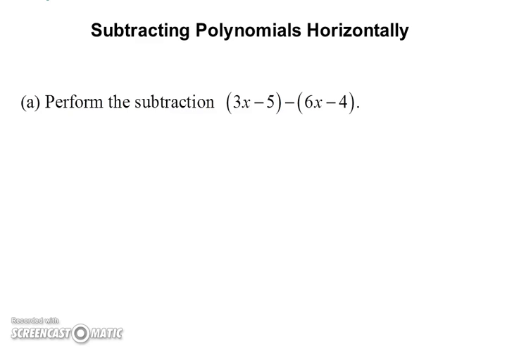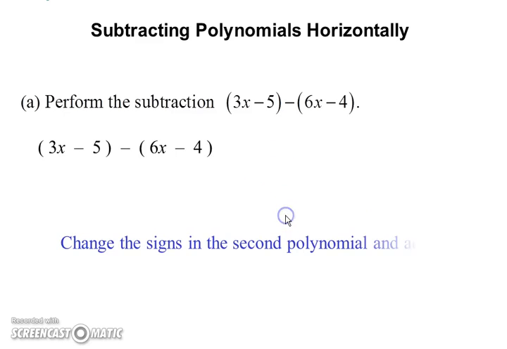We have 3x minus 5 minus the quantity of 6x minus 4. Now, when we subtract, the important thing to do is realize that the polynomial we're subtracting, 6x minus 4, we have to subtract both terms that are in those parentheses. And I'll show you what I mean by that.